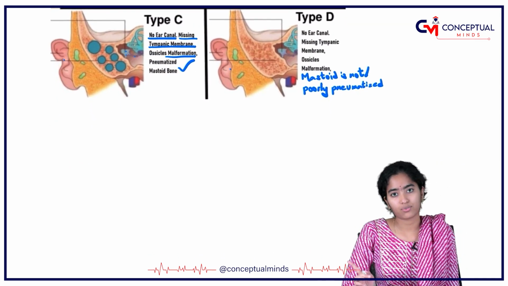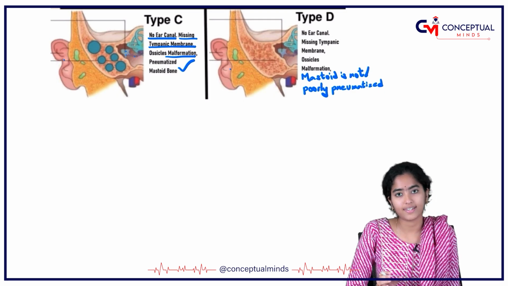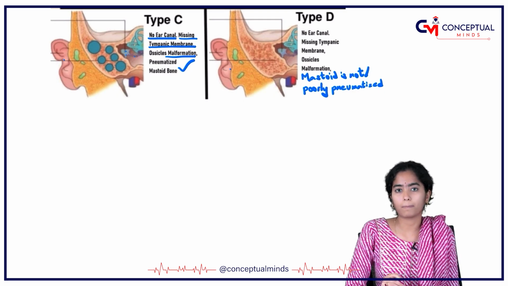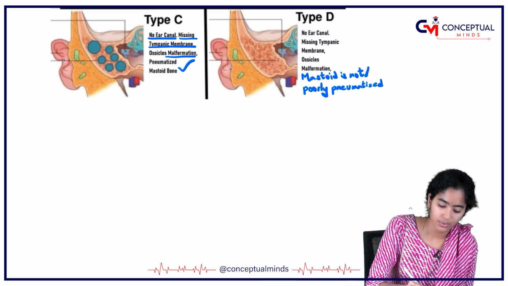And it can be unilateral or bilateral. If it is bilateral, it affects hearing, and for that we need to use BAHA, bone anchored hearing aids. So now let us look into the treatment.